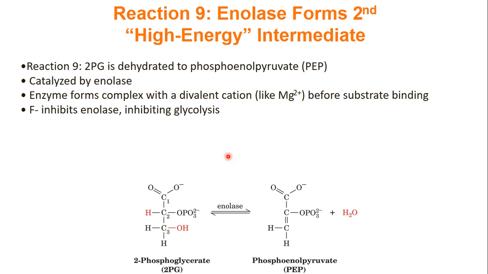What's interesting about this enzyme is that fluoride actually inhibits enolase. So if you have a large amount of fluoride in your system, that will inhibit enolase, stopping glycolysis. That could be a very bad thing. So you don't want glycolysis to be stopped.